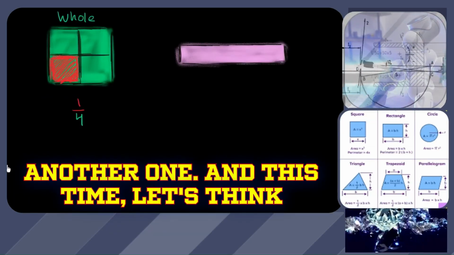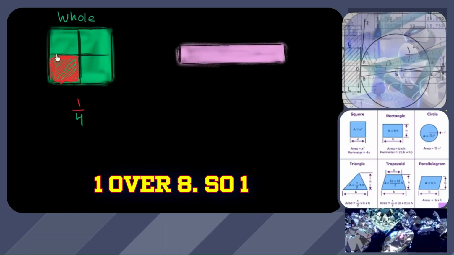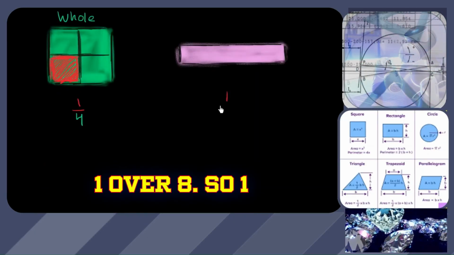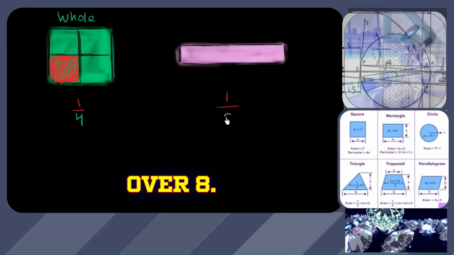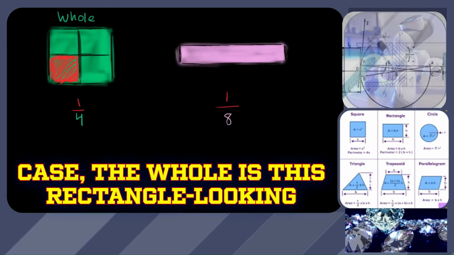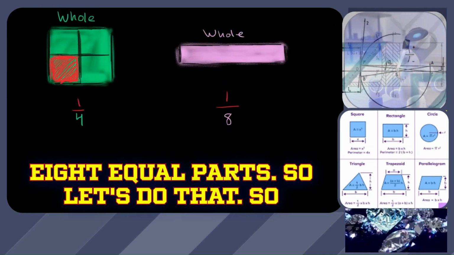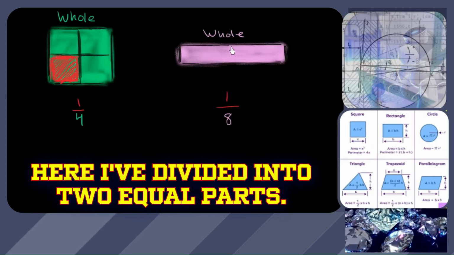Now let's do another one. And this time, let's think about how we could represent 1/8. Well, we could divide this whole, in this case the whole is this rectangle looking thing. We could divide the whole into 8 equal parts. So let's do that. So here I've divided into 2 equal parts.